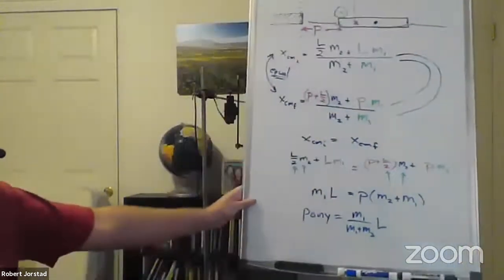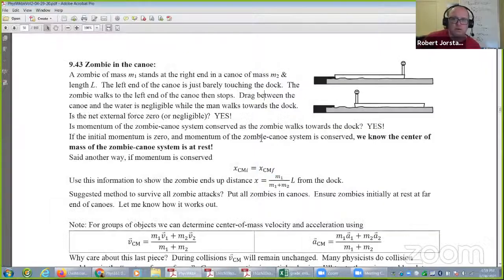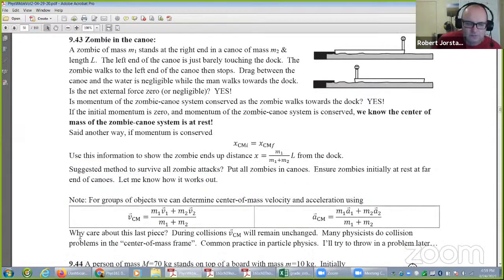All right. Let's go back and look at this picture here. And at any time, ask any questions you want. Okay, so this is a different style of doing problems, and our suggested method to survive all zombie attacks is put zombies in canoe, but make sure they're at the end of the canoe that's away from the dock, and then you're good to go. So now that we've solved zombies, I think we could clearly move on to the next problem. By the way, why should you care about this? I'll throw in a little problem in a minute.